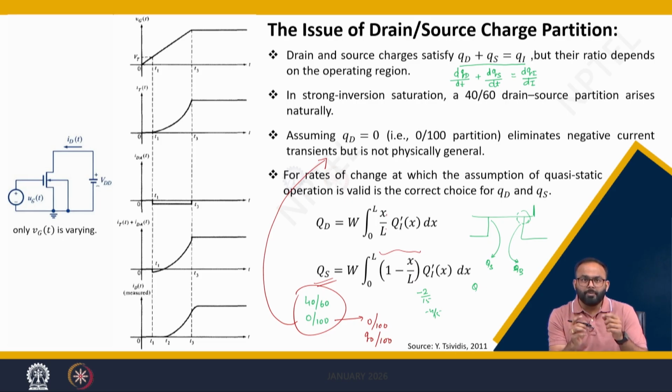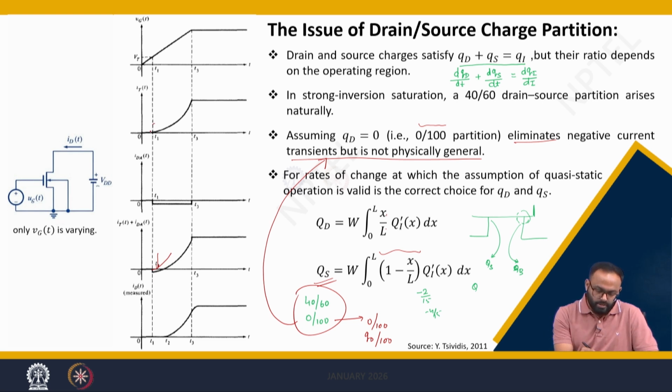Then one problem is that we can only define the charge as moving from source to drain, and not from drain to source. We can only say that one directional flow is there. Another part is that the advantage of this partitioning as 0 to 100 will definitely eliminate the negative current we are getting. However, the problem with this is that it will immediately start the current, which is this, and this is not a correct result. The correct result is that the current should start after T2.